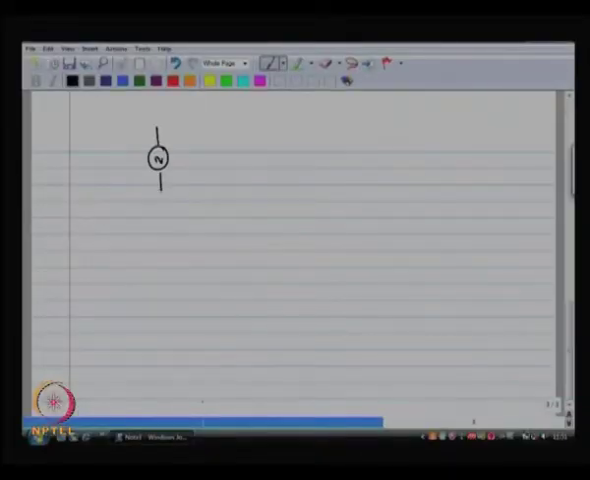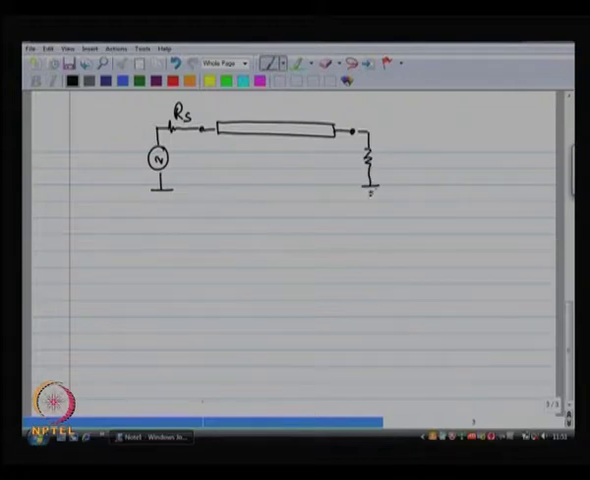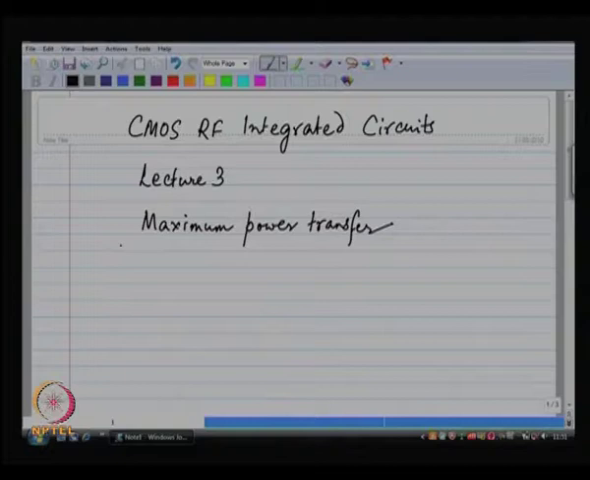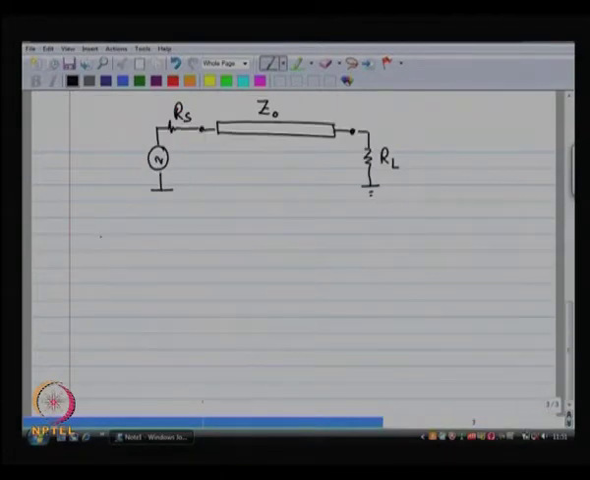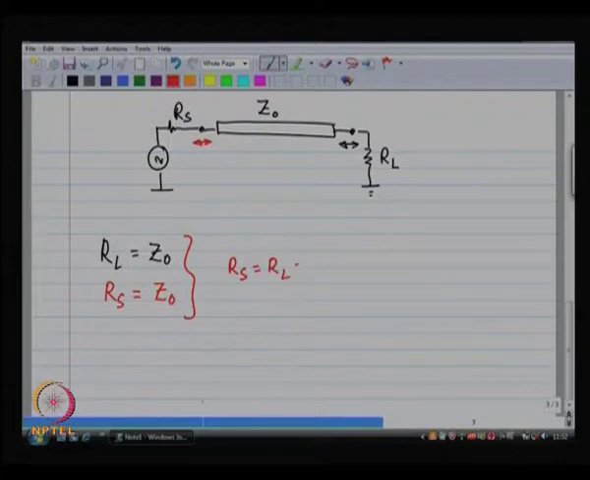Now, in the last class, we studied reflections because of transmission media, etc., and we concluded as follows: if I have a source, then to avoid reflections at this interface, I would like RL to be equal to Z naught, and to avoid reflections at the other interface, I would like RS to be equal to Z naught, which eventually means that RS should be equal to RL, which should be equal to Z naught.